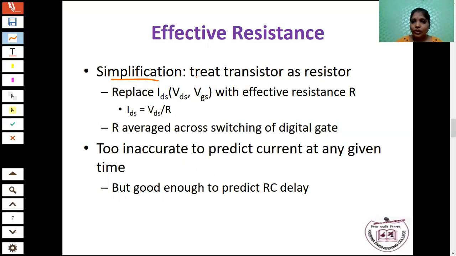So here I am going to treat the transistor as a resistor. We have to replace the drain current and voltage with the effective resistance value, R. You know that R is equal to V by I. So the current and voltage are replaced with the effective resistance value, R. Because the current method will give an inaccurate value, it is good enough to use RC to predict the delay value. The main thing is we are going to use R and C to measure the delay in circuits.